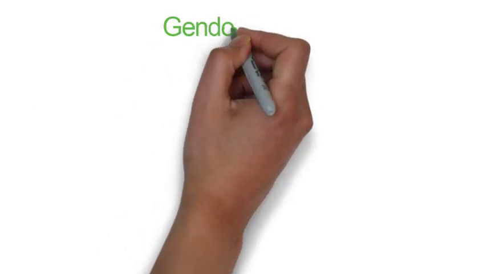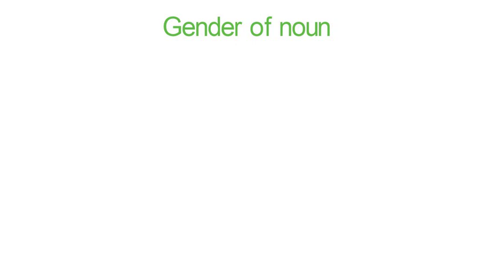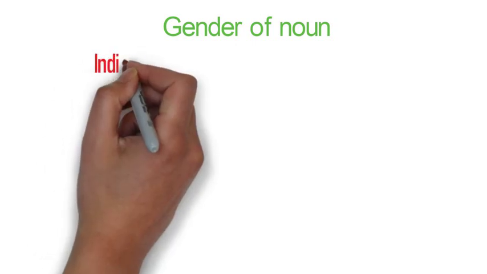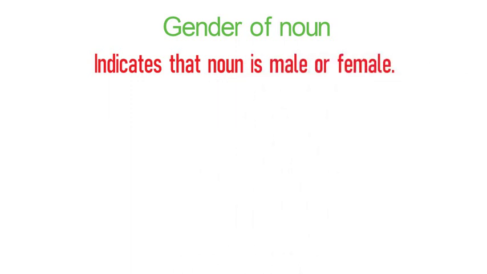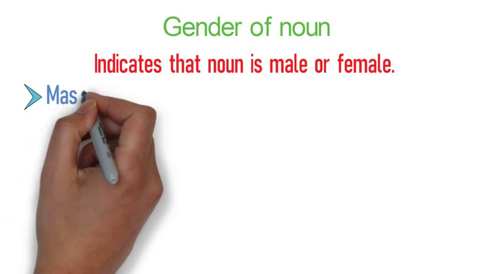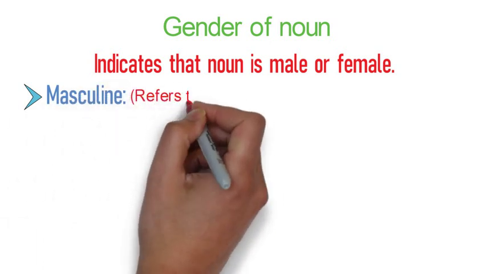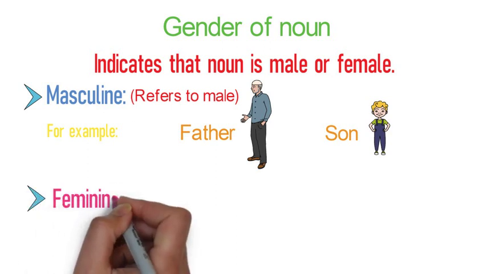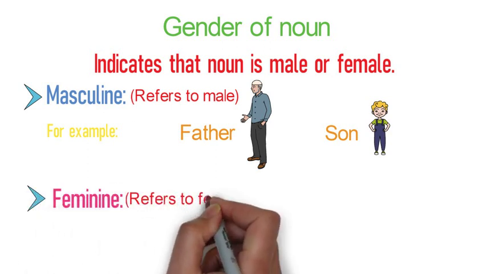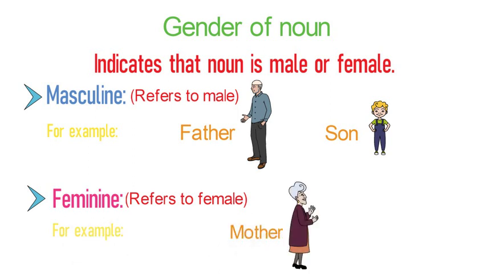The next property of noun is gender of noun. It is the property of noun that indicates whether the noun is male or female. There are some cases in gender of noun for some kinds of nouns. Let's have a look at each. Masculine nouns. Masculines are those which refer to males. For example, father, son. Feminine nouns, which refer to females. For example, mother, daughter.